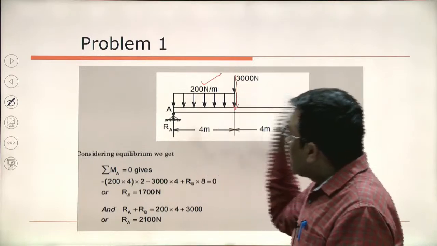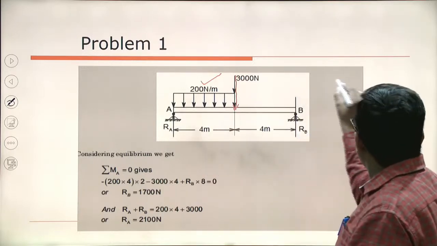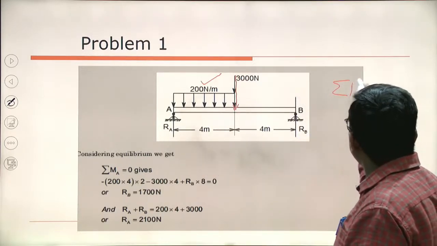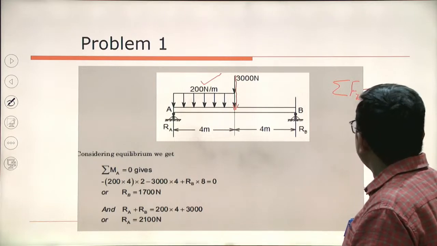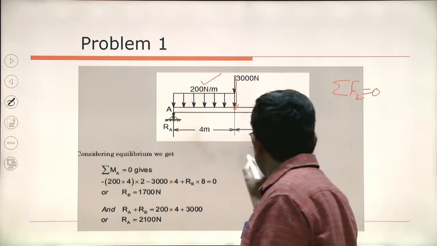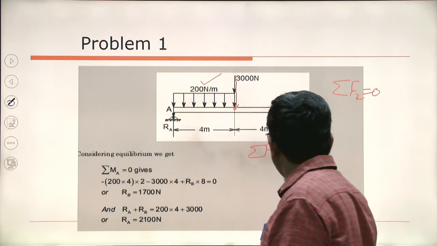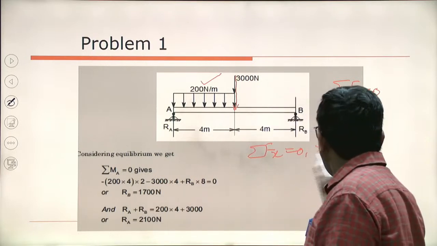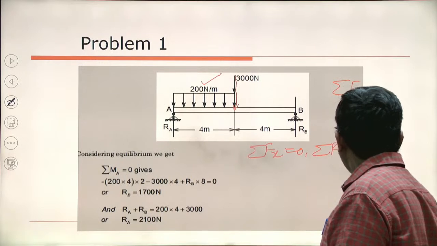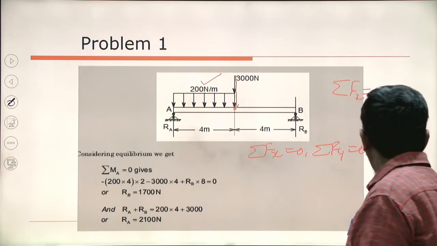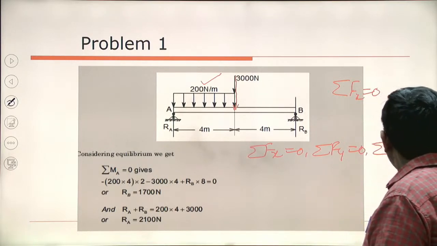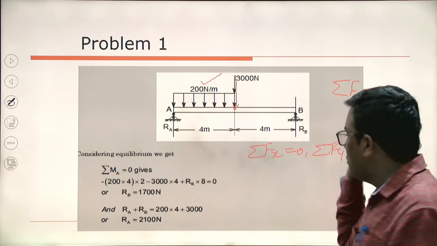ओके, क्या इक्वेशन है मेरे पास? आई एम हैविंग 3 इक्वेशंस. सिग्मा एफ एक्स इक्वल्स टू 0, यहां पर लिख दूं मैं, ठीक है. सिग्मा एफ एक्स इक्वल्स टू 0, सिग्मा एफ वाई इक्वल टू 0 एंड सिग्मा एम इक्वल्स टू 0. डू वी नो दीज इक्वेशंस? इनका मीनिंग मुझे मालूम है.